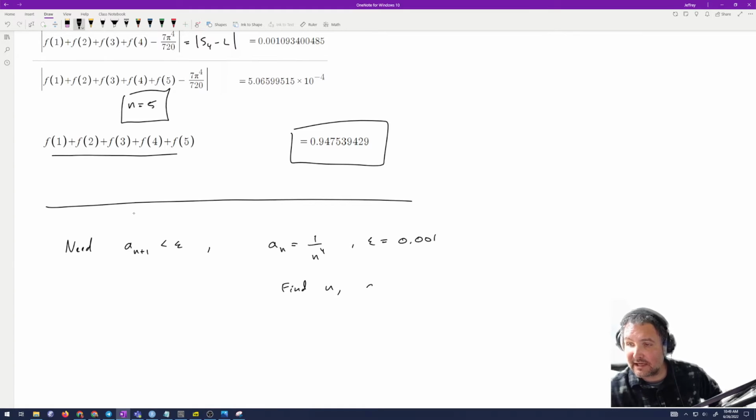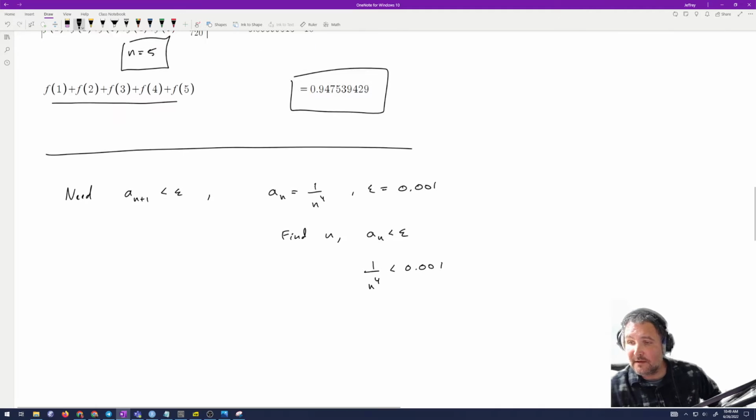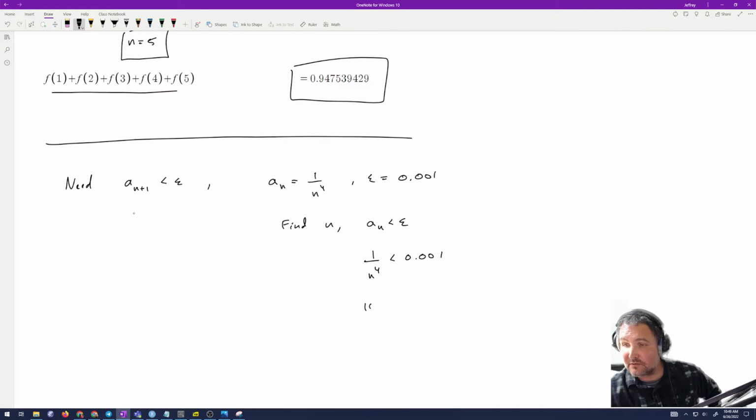Find n so that a_n is less than epsilon. We'll worry about the n plus 1 later. We just want to figure out, what does n have to be? Which part of the sequence do we have to go out to so that it's less than 0.001? Well, we can put this in. 1 over n to the fourth is less than 0.001. And if we solve that, we get n to the fourth is bigger than 1,000.